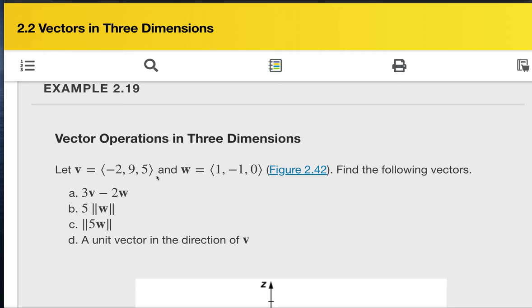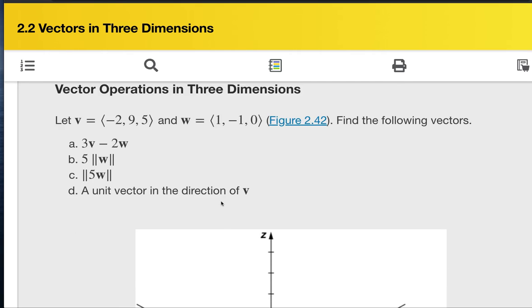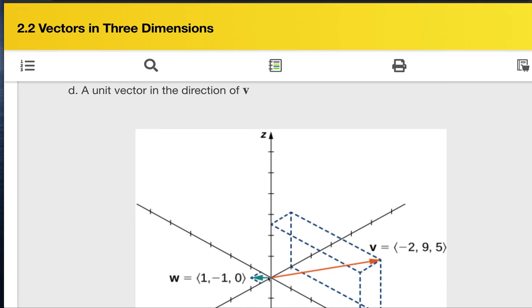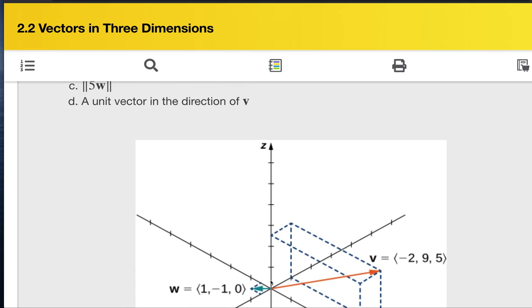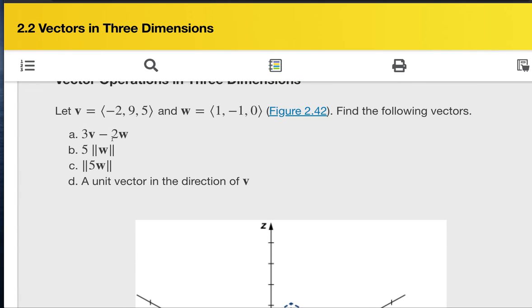v is given such, w is given such, and the textbook is having a drawing here, v and w roughly in those cases. And then 3v minus 2w, I suppose you understand that this is a combination of scalar multiplication and vector addition. So first, each component of vector v is multiplied by 3. And then each component of w is multiplied by -2. Then you add the corresponding components together.